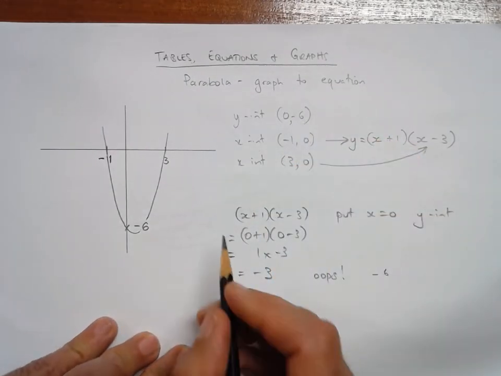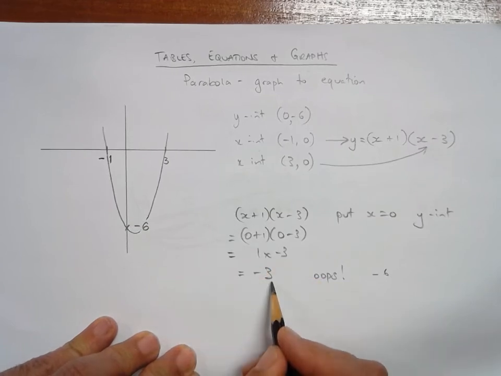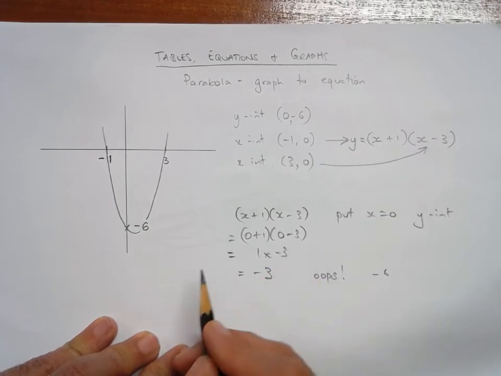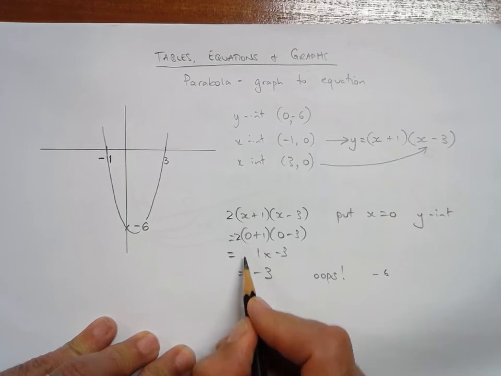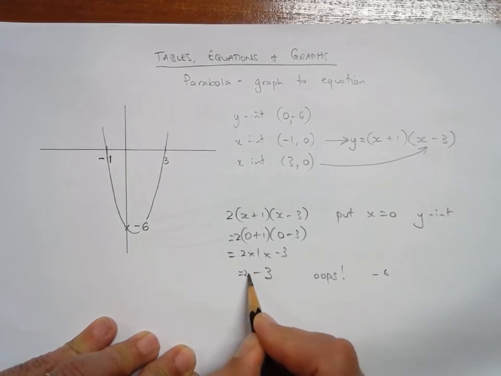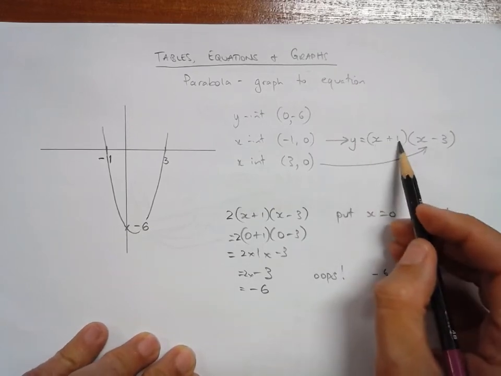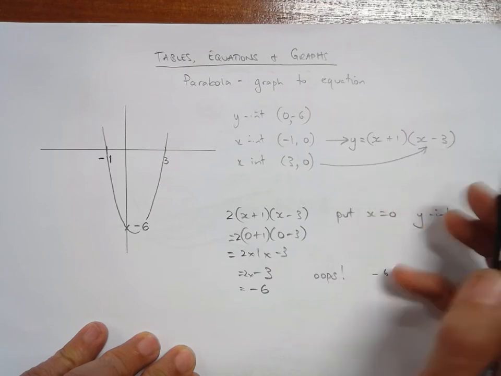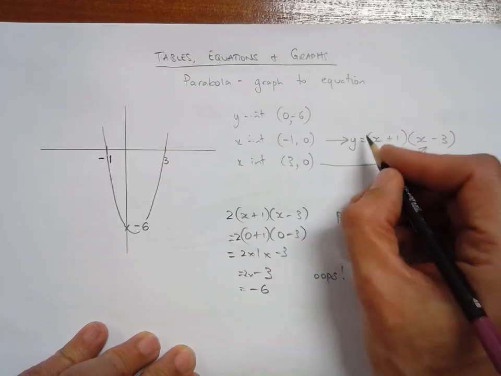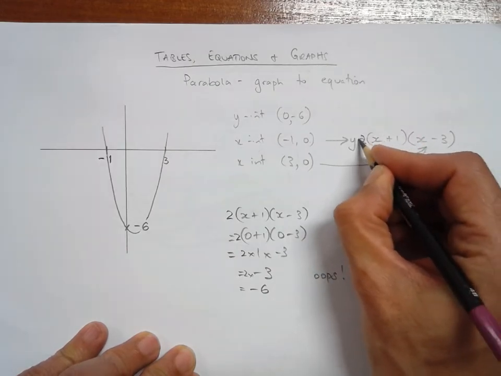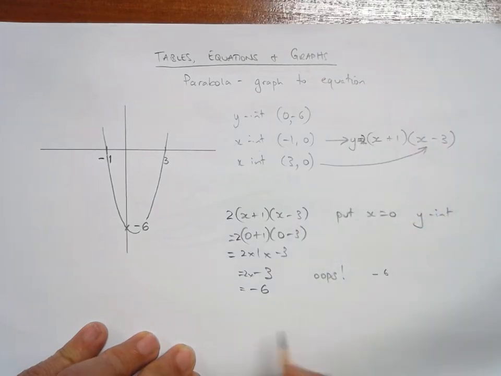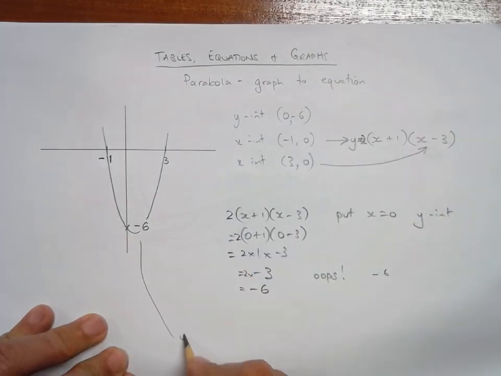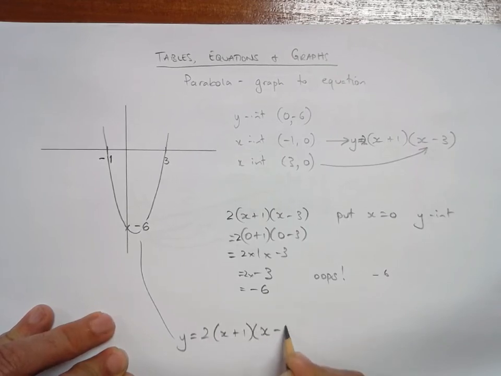So I can multiply this by 2. If I multiply every step through here by 2, 2 times that, 2 times that will give me my -6. So my parabola wasn't x plus 1 times x minus 3, it was 2 lots of x plus 1, x minus 3. This parabola here is y equals 2 lots of x plus 1, x minus 3.